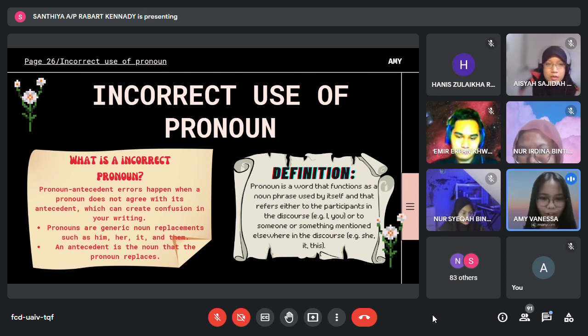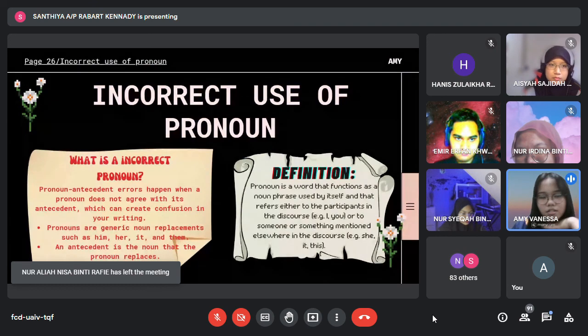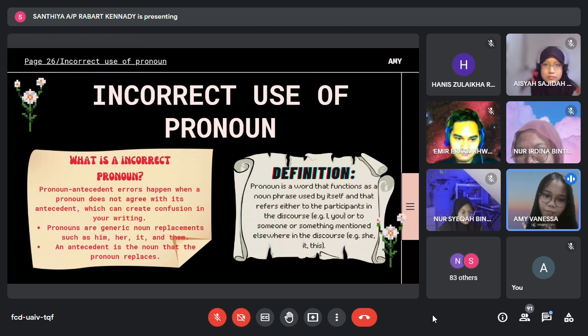A pronoun should refer to one clear and unmistakable noun coming before the pronoun. This noun is called the pronoun antecedent. But unfortunately, the pronoun antecedent error happens when a pronoun does not agree with its antecedent, which can create confusion in our writing or in our sentences. Therefore, I'm going to show you guys the two examples of pronoun errors. Next slide.